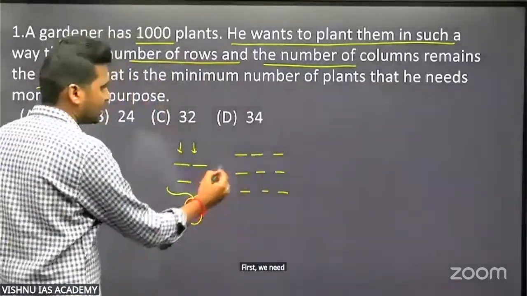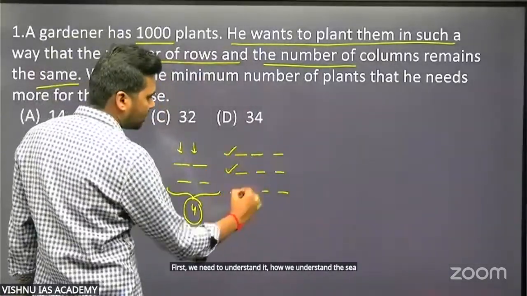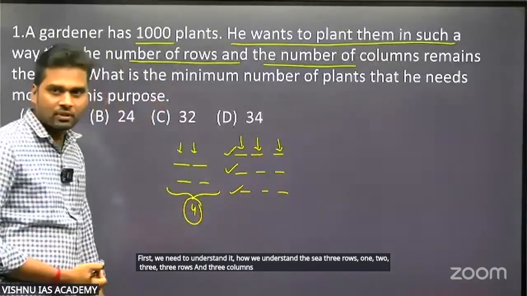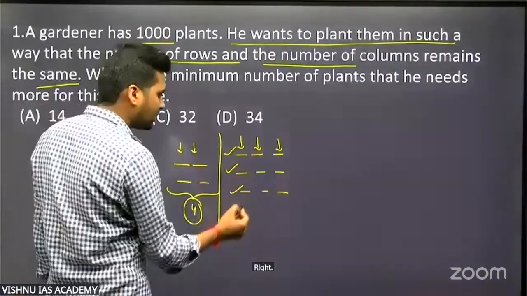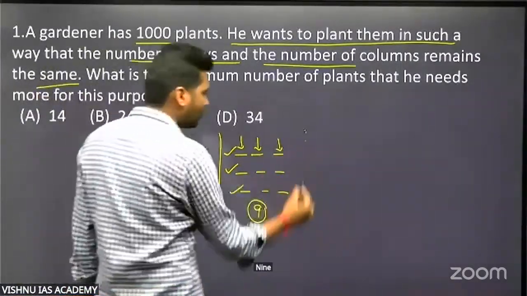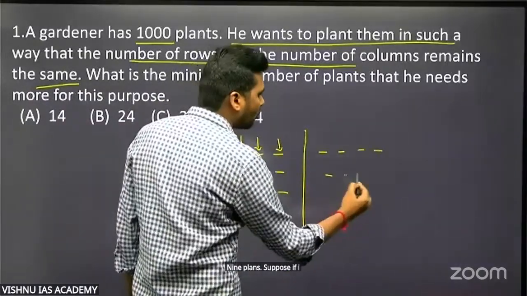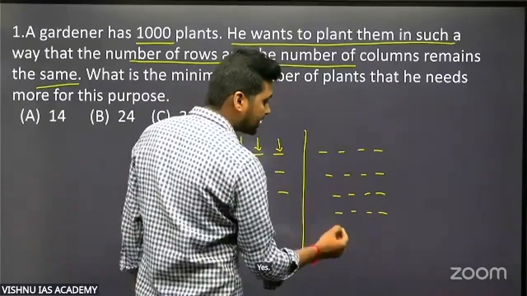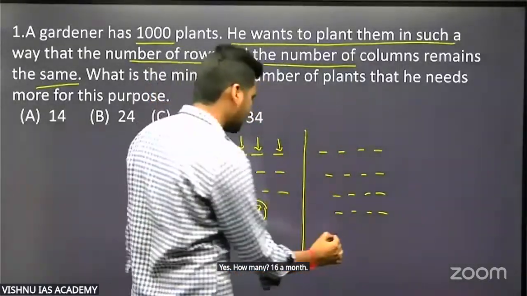How do we understand this? See, 3 rows, 1, 2, 3 rows and 3 columns. The number of rows and the number of columns are same, right? If I take 3 rows and 3 columns, what is the total number of plants? 9 plants. Suppose I take 4 rows and 4 columns, how many? 16. 4, 4, 4, 4, 16.